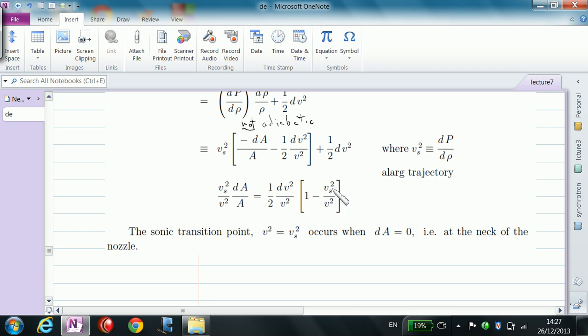Yeah, what does happen? That's a good question. Suppose it's subsonic flow, so this is greater than 1, and therefore this is negative, and dA is positive. It just can't be. It means you don't have a steady state. Now, I don't know what you do have.